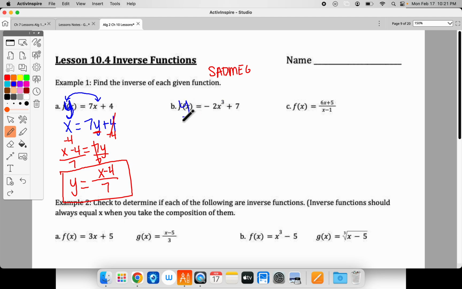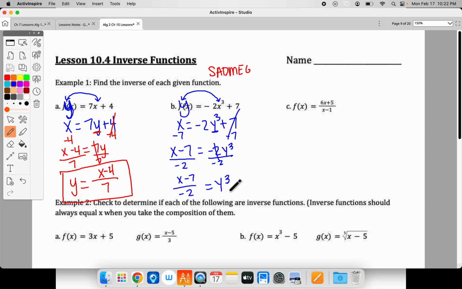Okay, for this one, same thing. I'm going to replace or flip the x and y. And then I'm just solving for y. So following SADMEG, I'm going to subtract the 7 over. So x minus 7. Then I'm going to divide by the negative 2. So x minus 7 over negative 2. And then to get rid of an exponent, you take a root. So this is a third exponent. So I'm going to take a third root. So then y would equal the third root of x minus 7 over negative 2.